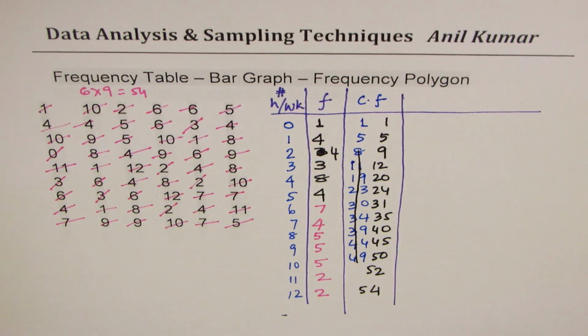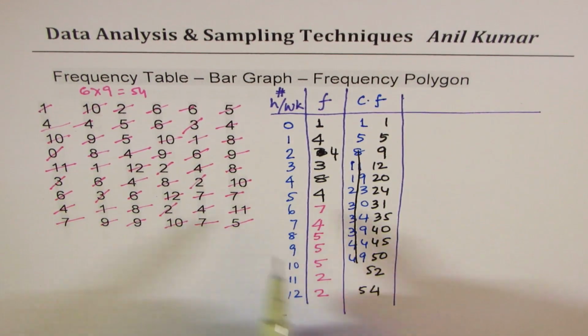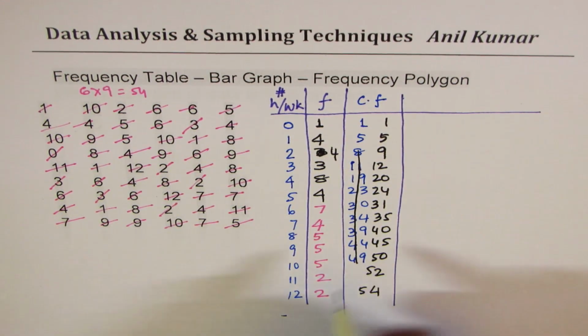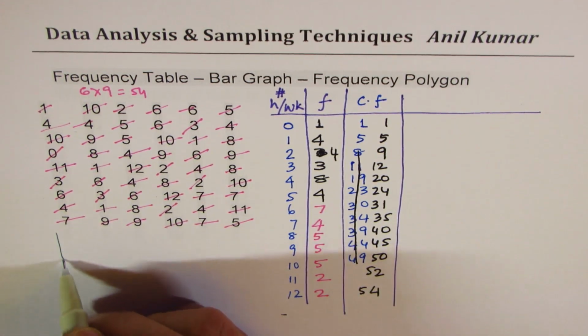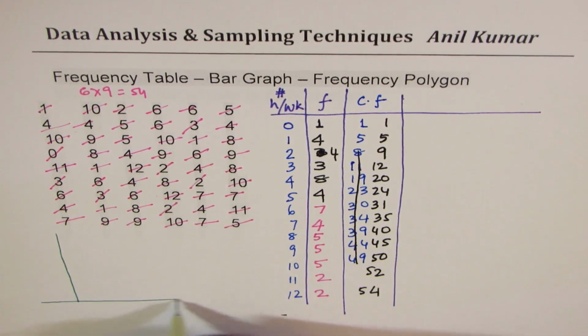Now let us see what type of bar graph we can make and what kind of frequency polygon we can make. Since we have discrete data, clearly we have discrete data here, so a bar graph is definitely a good option. We have to divide into 12 equal parts to make a bar graph. So what I'll do here is construct a bar graph.